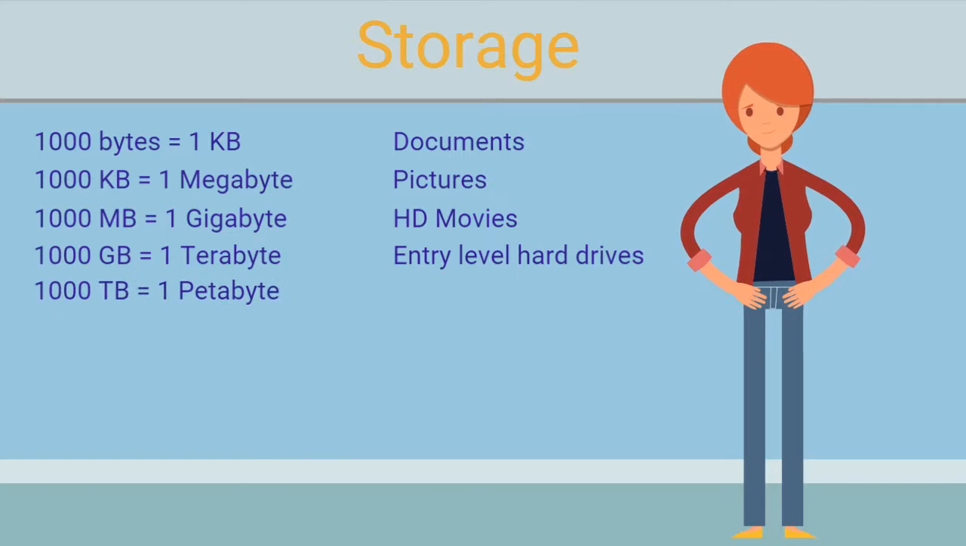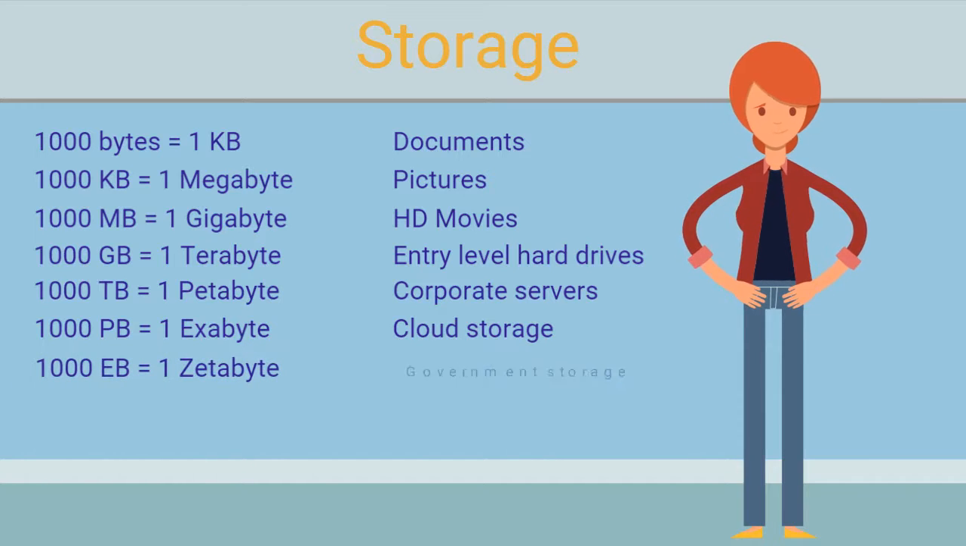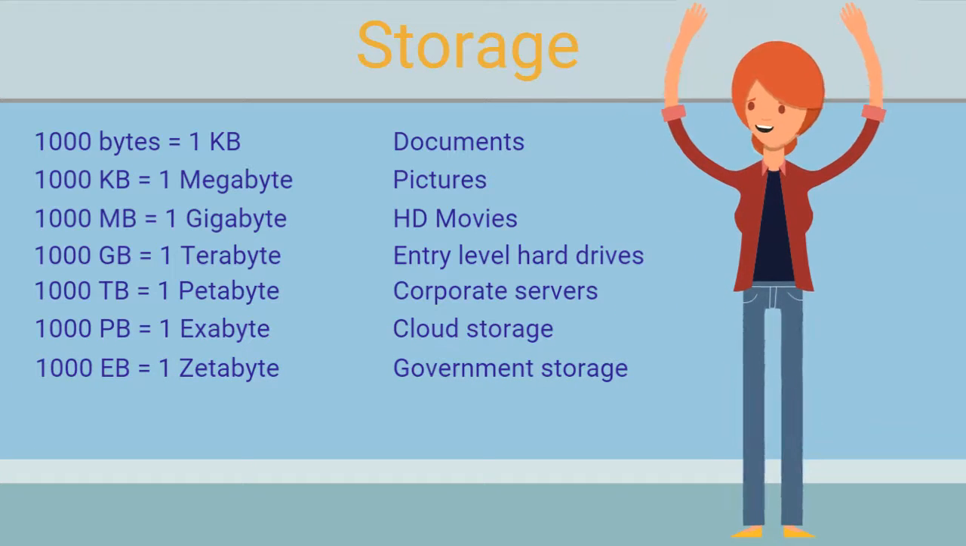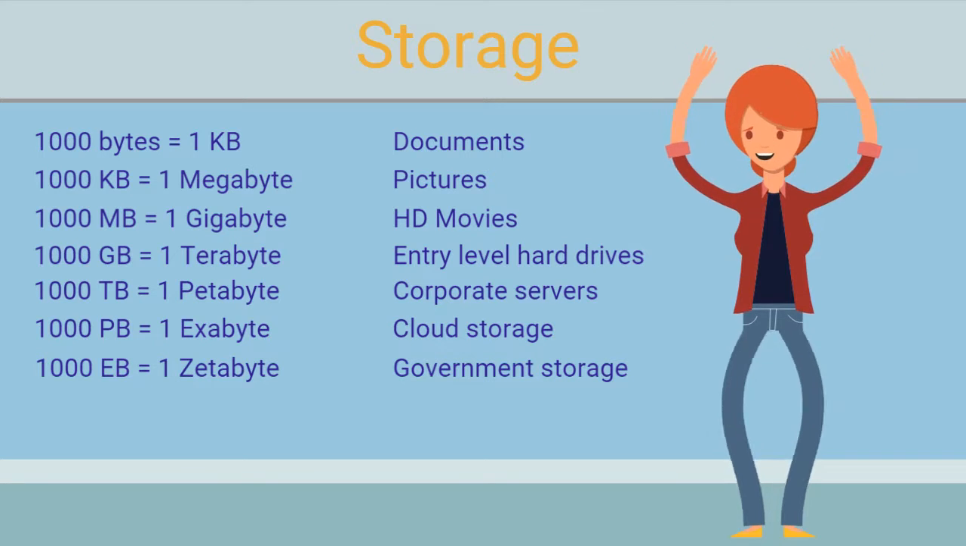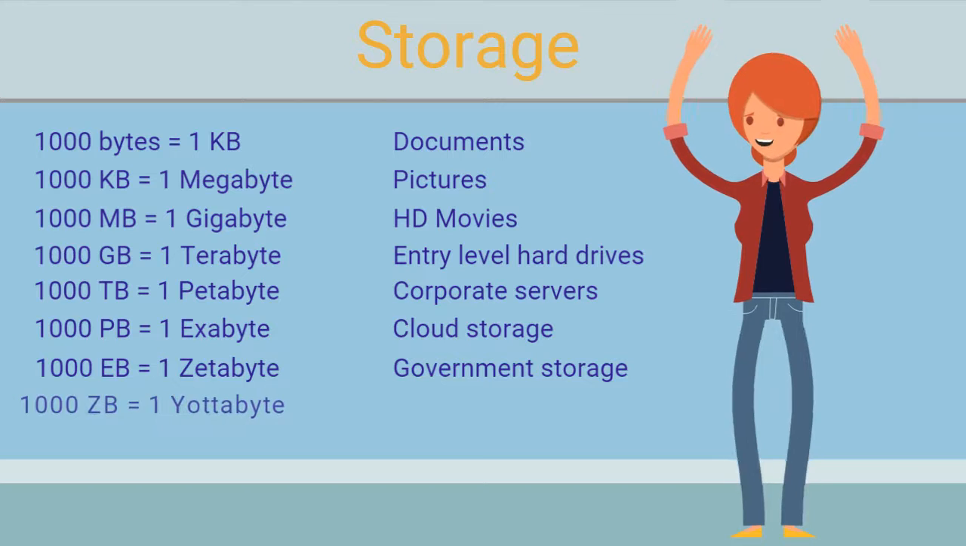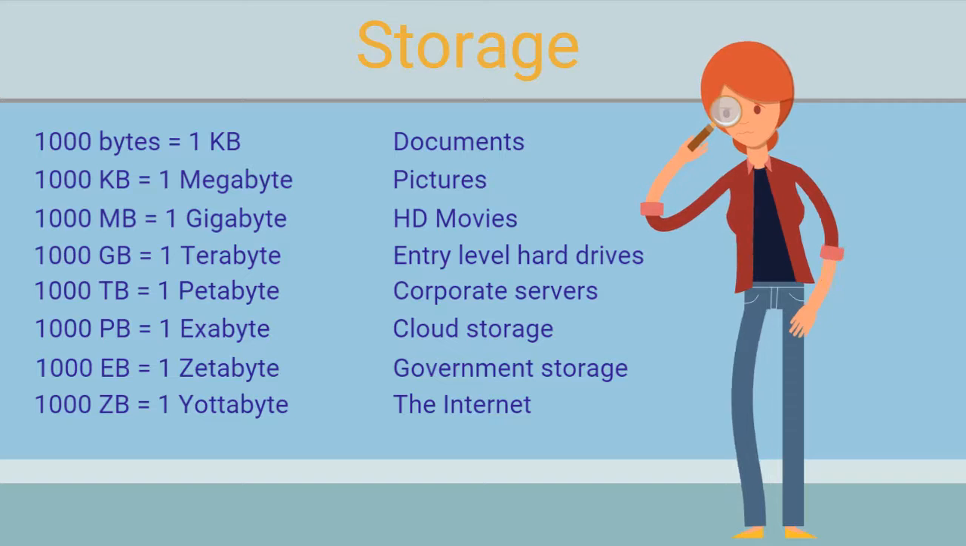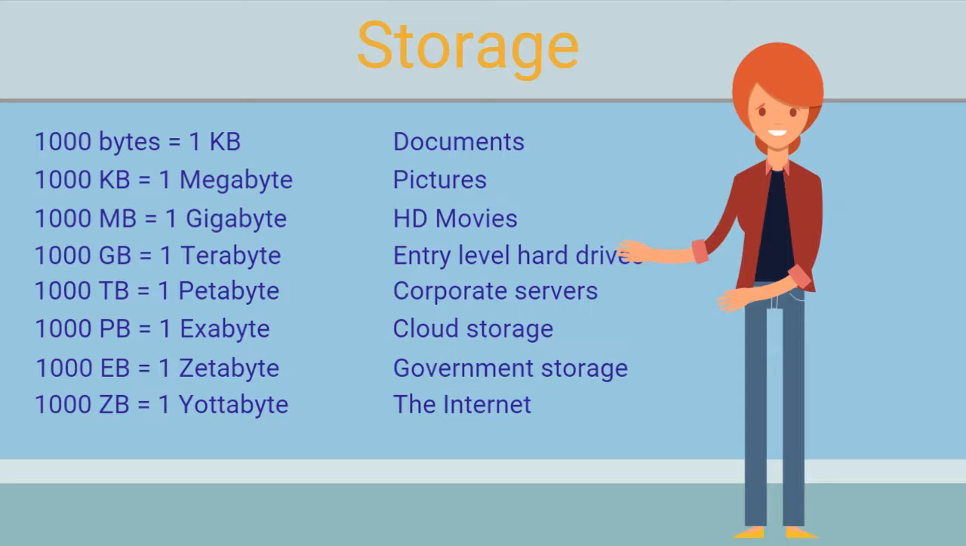1,000 terabytes, you're looking at a petabyte. Corporate servers would have petabytes worth of storage. If you have 1,000 petabytes, you have an exabyte. Cloud storage like iCloud will be in the exabyte range. 1,000 exabytes, you then have a zettabyte. The National Security Agency in the United States is claimed to have zettabytes worth of surveillance video. 1,000 zettabytes gives you a yottabyte. It is estimated that the entire internet contains a single yottabyte of storage. This is the largest storage unit available at the moment.